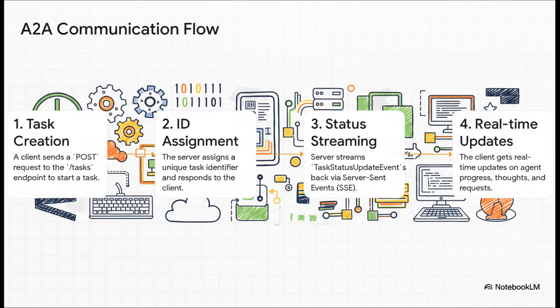Communication with this A2A server follows a well-defined sequence. A client kicks things off by sending a POST request to create a task. The server then acknowledges this by assigning a unique task ID and sending it back. After that, the server uses server-sent events, which is a technology for pushing real-time data, to stream status updates back to the client, giving it a continuous look into what the agent is doing.